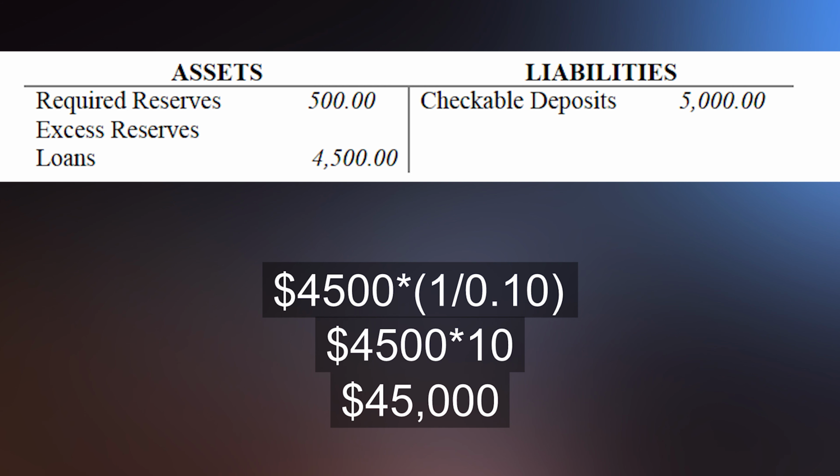The reason behind this is that when you loan out that $4,500, the person that received the loan will either spend it or save it. Therefore, their bank will receive the money, loan it out, and repeat the process.